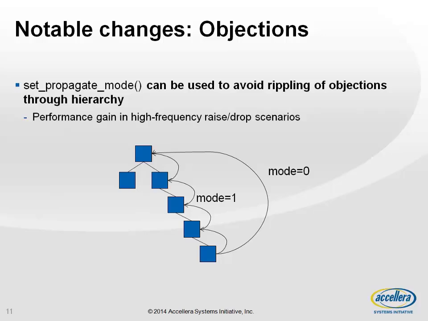That means instead of going through the hierarchy, you're just raising and dropping objections in the root parent. That's much faster. And especially if you're having high frequency scenarios, it will show that.